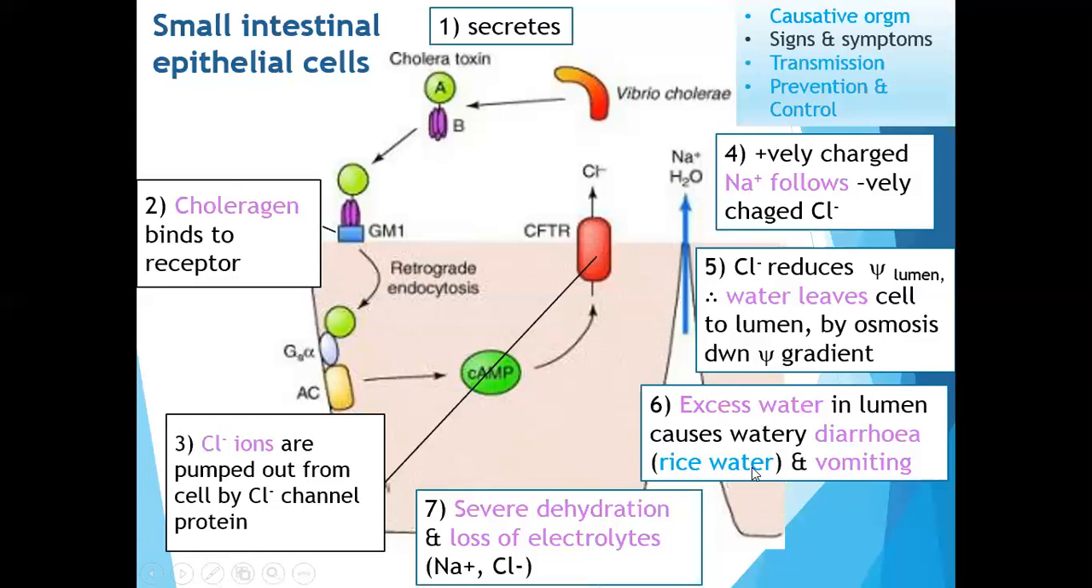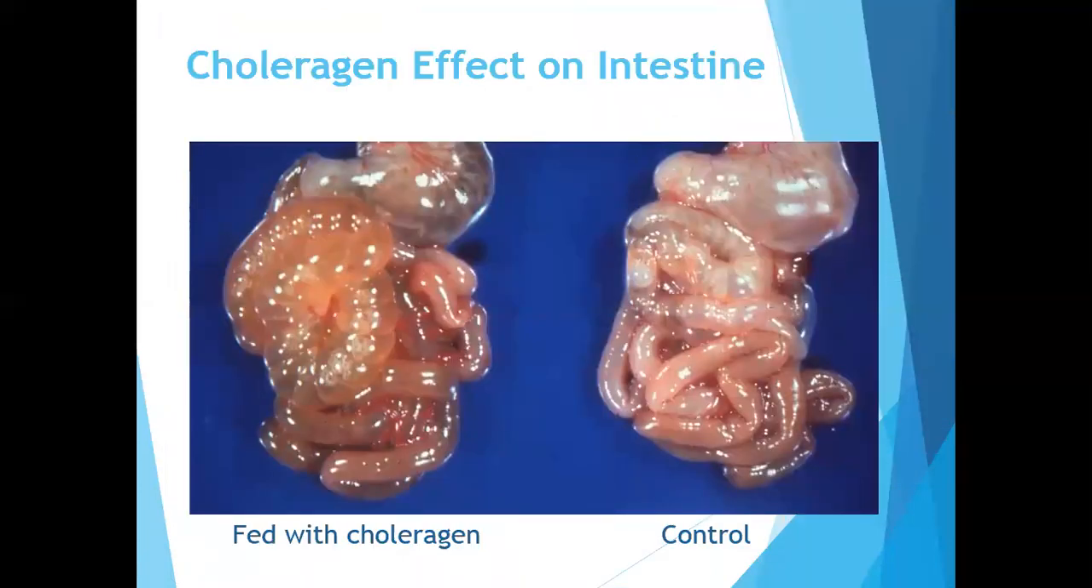Okay, diarrhea, rice water, and vomiting. When there's too much water in the intestine, it may lead to vomiting. Then this will lead to very severe dehydration and also loss of electrolytes like sodium ions and chloride ions. Electrolytes are very important in the body for muscle contraction, for nerve impulse transmission, for the function of the kidney, and a lot of other parts of the body. So this is an example to see the effect of choleragen on the intestine.